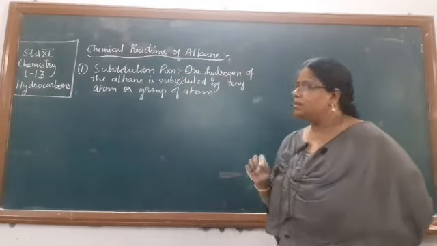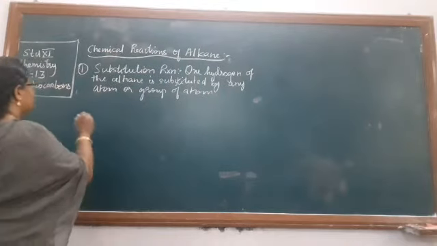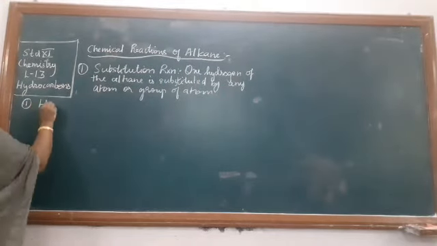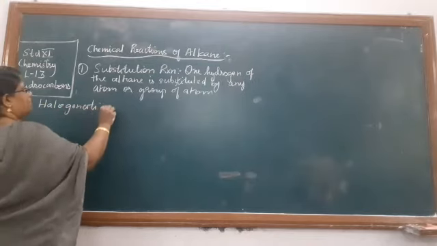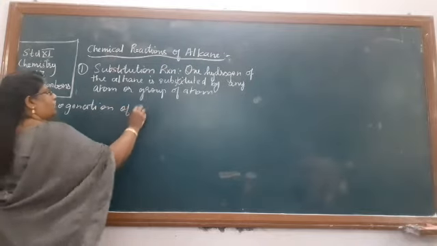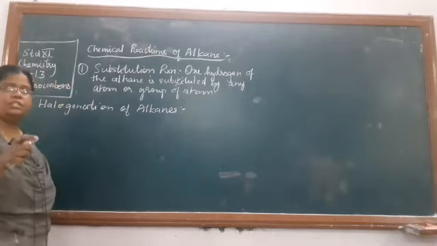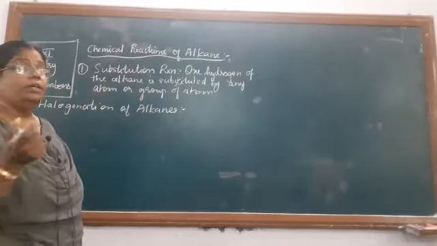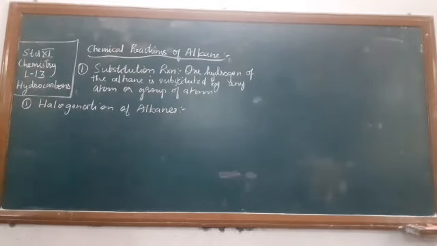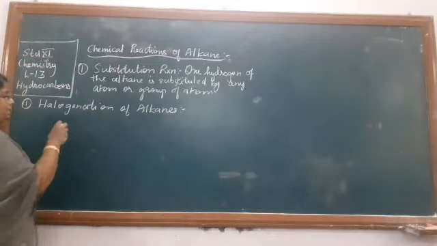Then it is called a substitution reaction. For example, we will take the first one, which is halogenation of alkanes. When I say halogenation of alkanes, halogens means the elements like fluorine, chlorine, bromine, iodine. These elements substitute the hydrogen of an alkane, and the order of reactivity of these halogens towards the alkanes is in this order.